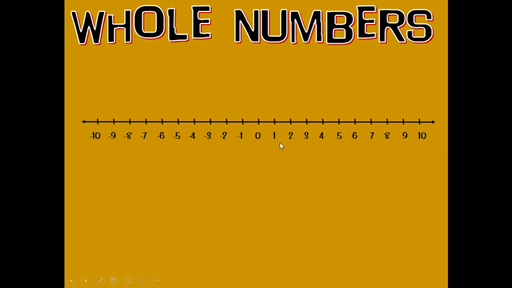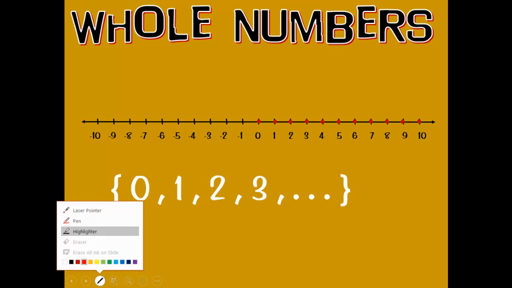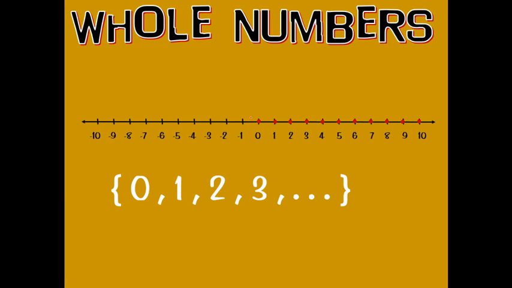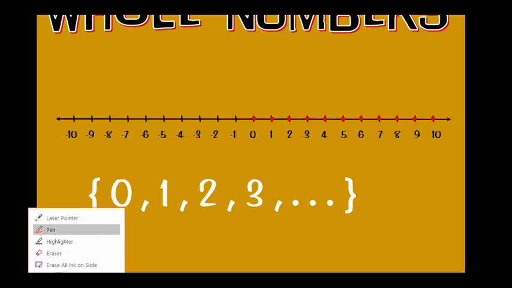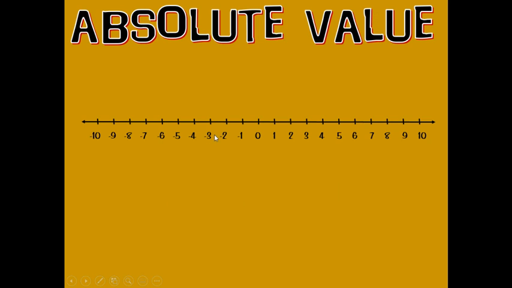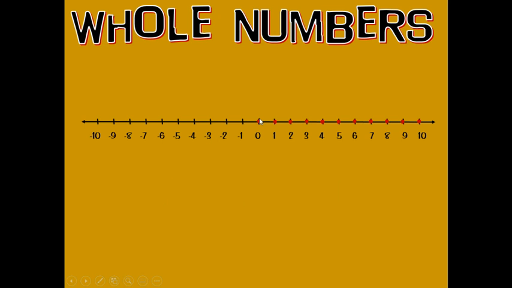What else? Whole numbers. So whole numbers is the counting numbers plus the number 0. So it starts at 0. Okay, so let's see here. Oh, it's not showing. Starts at 0, and it keeps going all the way to infinity.